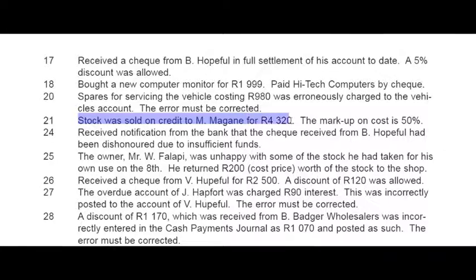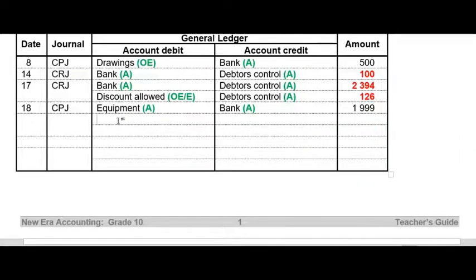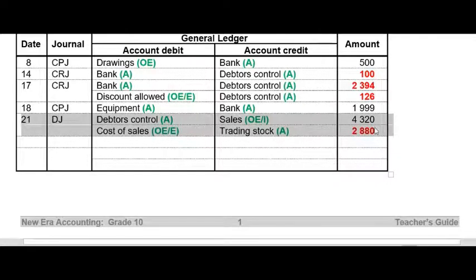Magan, whatever, for 4,320 Rand. The markup on cost is 50%. Okay, this is a normal DJ transaction. So you will go to this table. The selling price will be recorded in debtors control and in sales. And then you have to calculate the cost price using that markup percentage as 2,880 Rand. And this goes to cost of sales and trading stock.